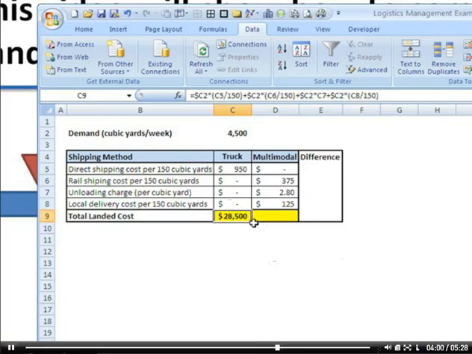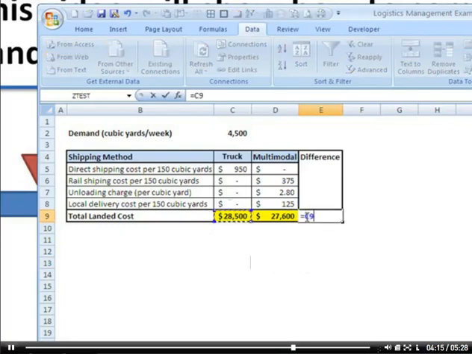If we've written our formula correctly, we should be able to copy it over to the next cell, and sure enough, it gives us the right answer. To use the multimodal solution, it would cost $27,600. The difference between these two, we can just do a simple subtraction equation, is $900.